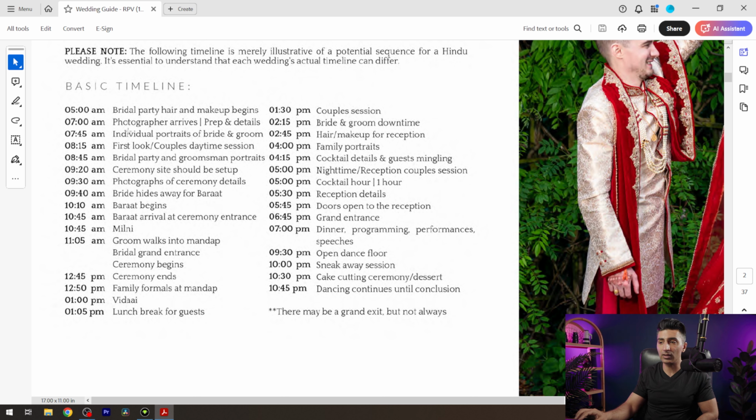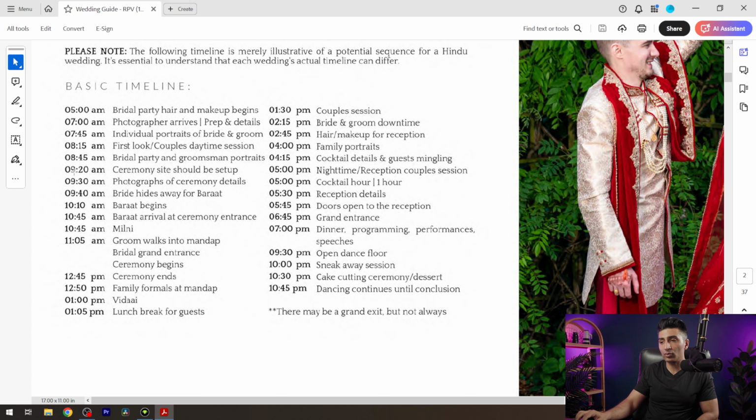And then within an hour and a half of us arriving, let's say roughly around 8:15, we'll then position you guys for a first look and a photo session of the couple or you and your fiance. Right after that, after about a half hour of that, we're going to go into bridal party photos, groomsmen photos, and bridesmaids as well.